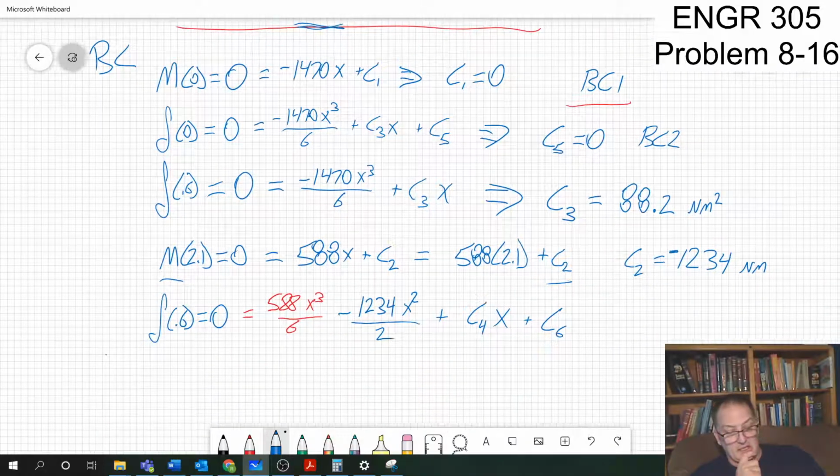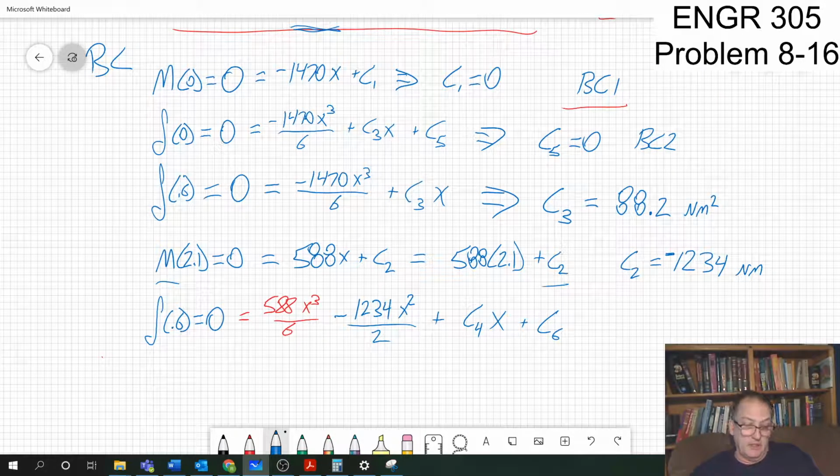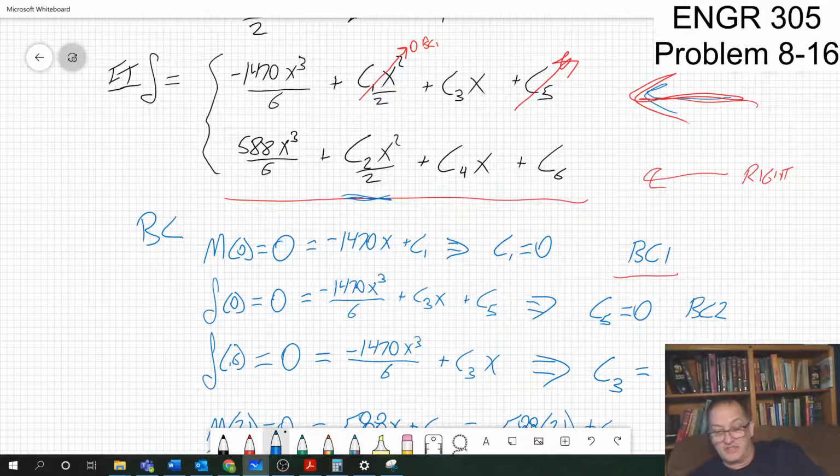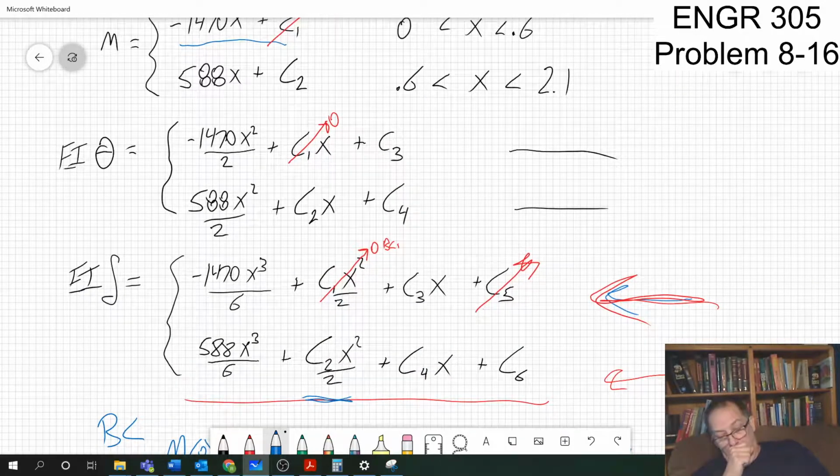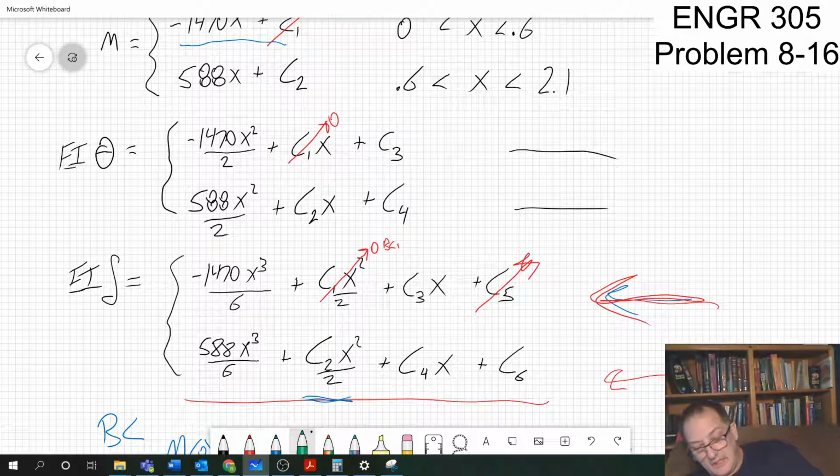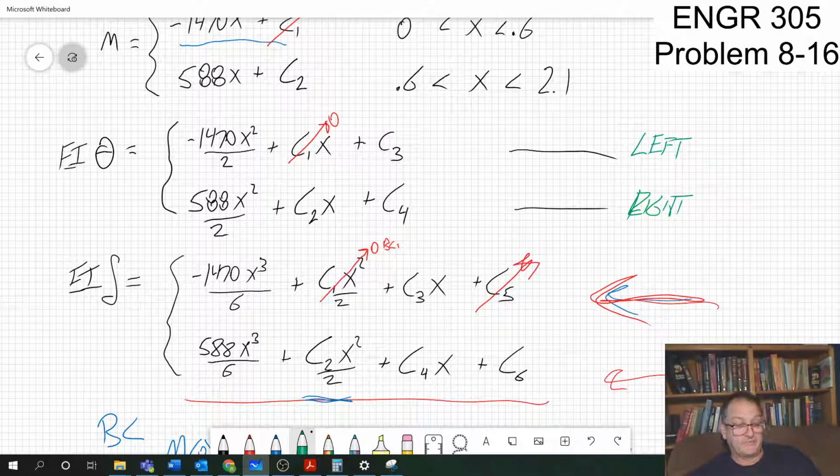You already realize that's not going to help me, right? Because I have to put in a number, and I'm going to get C4 and C6 in the same equation, so that didn't help. Do I have another boundary condition? Well, I do. In the same way we're using this equation from the left and from the right, I can do the same thing here: this from the left and this one from the right have to equal each other.